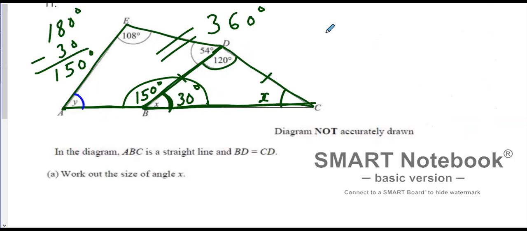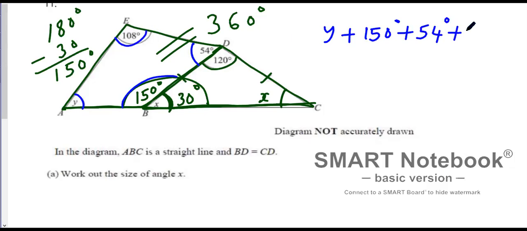So take Y plus 150 plus 54 plus 180. This must give you a total of 360 degrees. So take your calculator and add all those numbers.